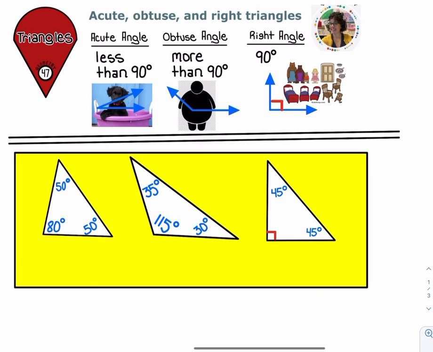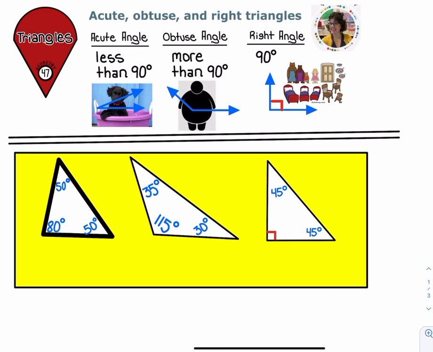Perhaps you remember the story of Goldilocks and the Three Little Bears. She was looking for something that was not too small and not too big, something that was just right. So that angle that is not too big and not too small is just right.